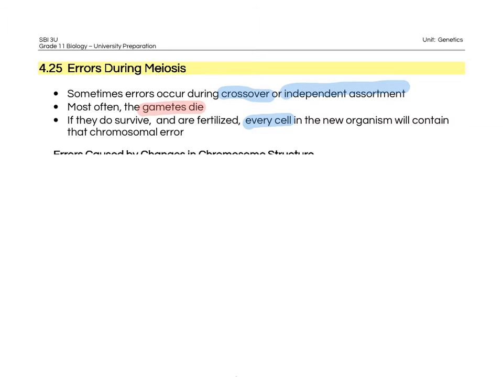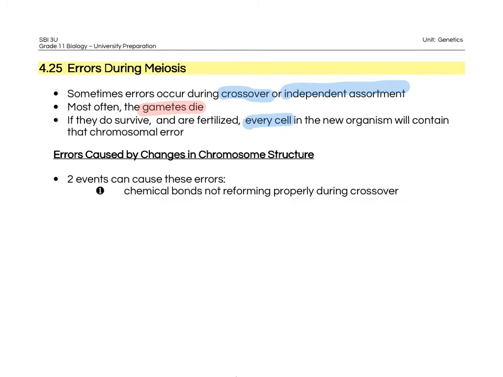First off, I want to talk about, generally speaking, errors that are caused by changes in the chromosome structure. Typically that's what we're talking about when we're looking at crossover during prophase 1 of meiosis. There are two things that typically can happen. The first of which is that the chemical bonds during crossover don't form properly.